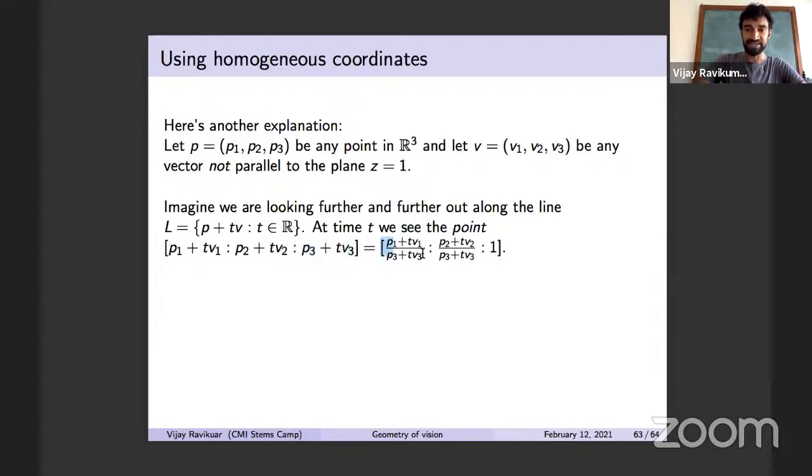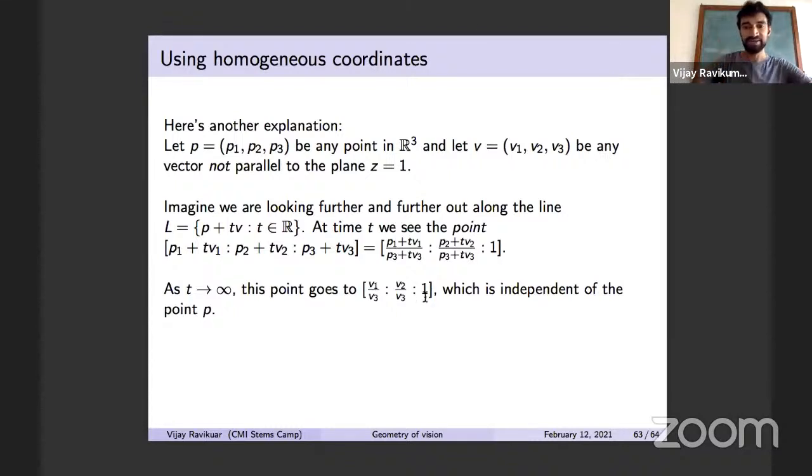and I can write my point that I'm seeing in the picture plane at time t in this way. And as t goes to infinity, this expression will simplify to (v1/v3, v2/v3, 1). So that's a point in my picture plane. That's the limit as t goes to infinity. It's basically the vanishing point of that line that I'm following. So it's independent of the point I started with. Meaning that I could take any parallel line, any line in that family, starting at any point in space, follow it along by that vector v, and as t goes to infinity, I'll get the same point in the picture plane, the same vanishing point.